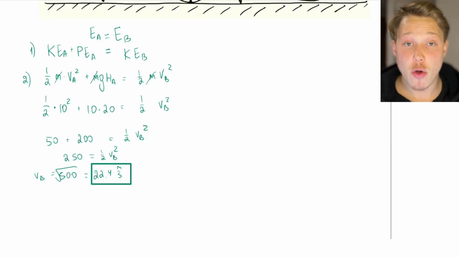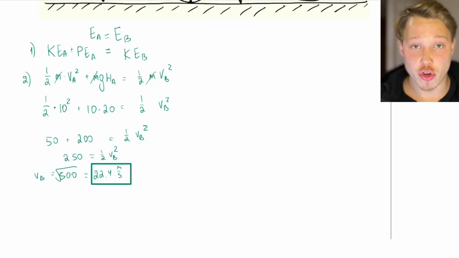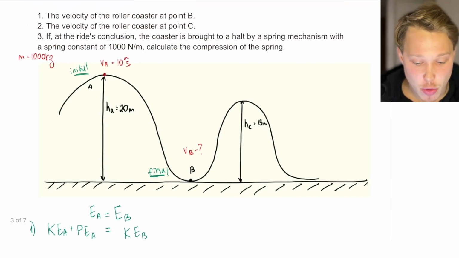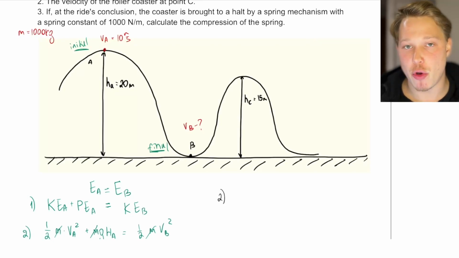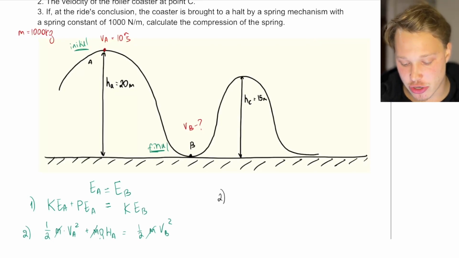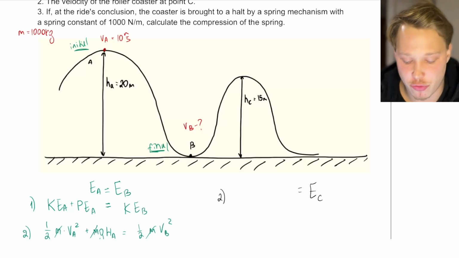So now you can actually try the second part on your own now that you know how to approach this problem. Now we need to find the velocity of the roller coaster at point C. So let's take a look at how we would solve this. Again, we can select any point as our initial and as our final point, it would make sense to select point C, because we need to calculate for it.